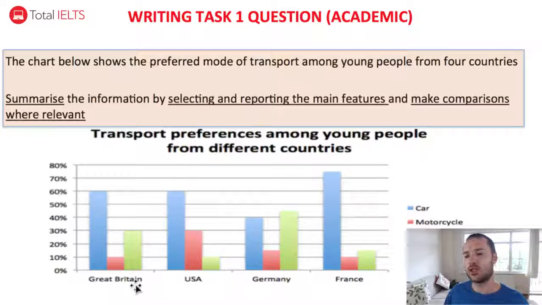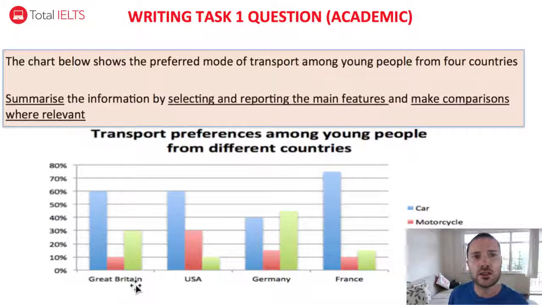So if you can just look at it, and let's try to find what you think might be the most significant detail or feature from that bar chart. I think you'll agree that car is probably the most popular type of transport in Great Britain, USA and France, but not in Germany. Okay, so again, you're grouping the 4 countries together to make one really strong argument or feature. And again, you're comparing it to Germany as well, which is really useful. So that could be one main feature.